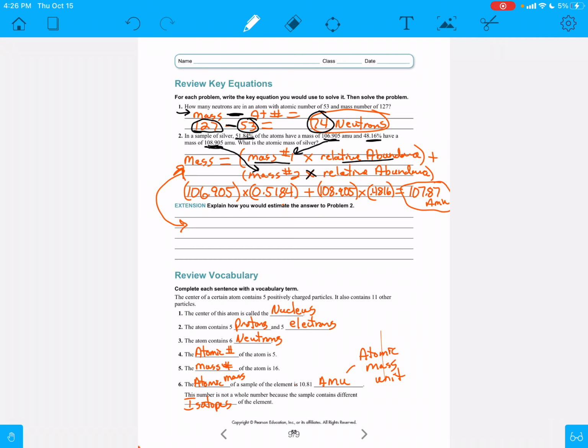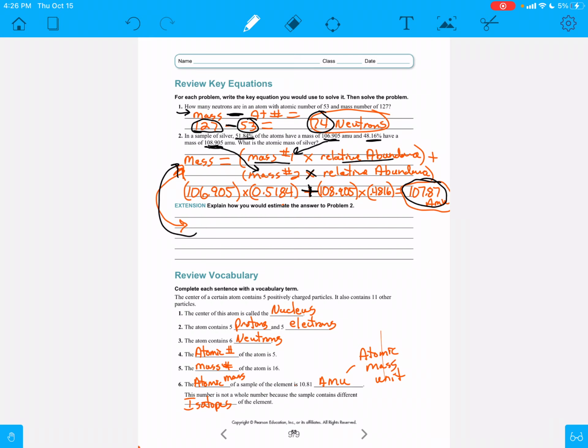Where did I get that? Well, you take the percent and you just get rid of the percent, which means you have to move that decimal over here, right? Plus 108.905 times 0.4816. And you end up with 107.87 AMUs. Here's the explanation for that down here at the bottom. I actually gave it up here, right?